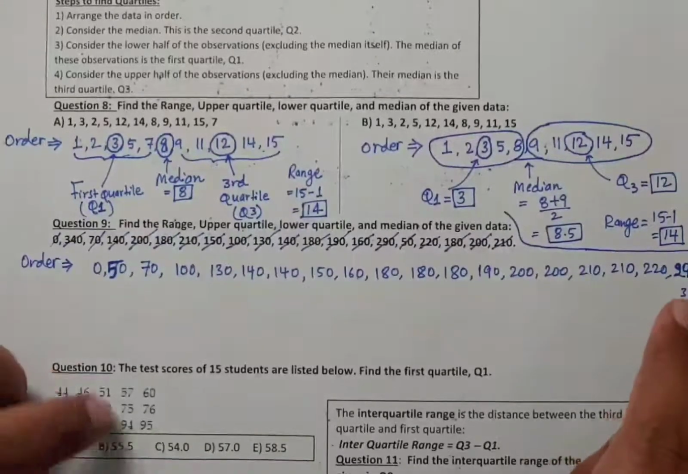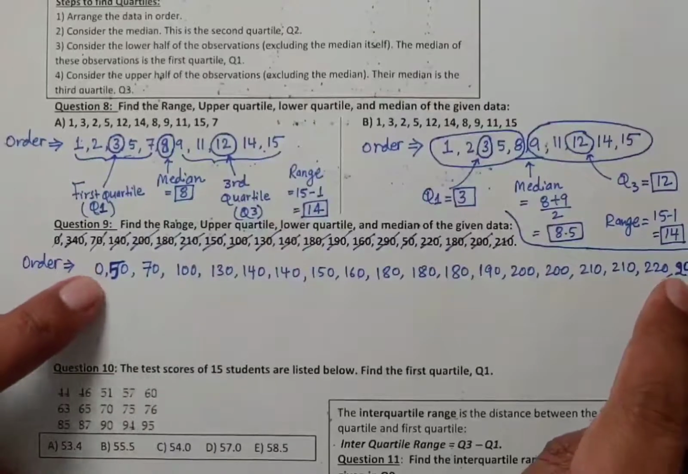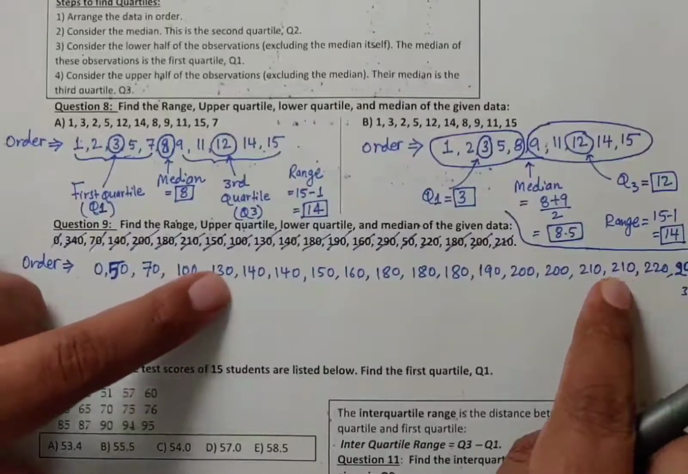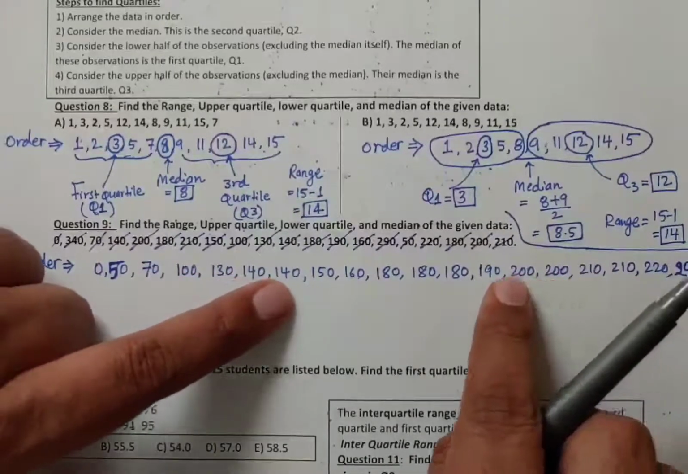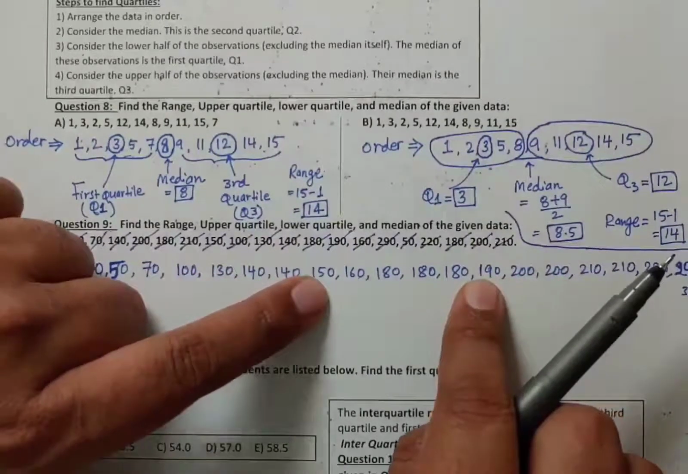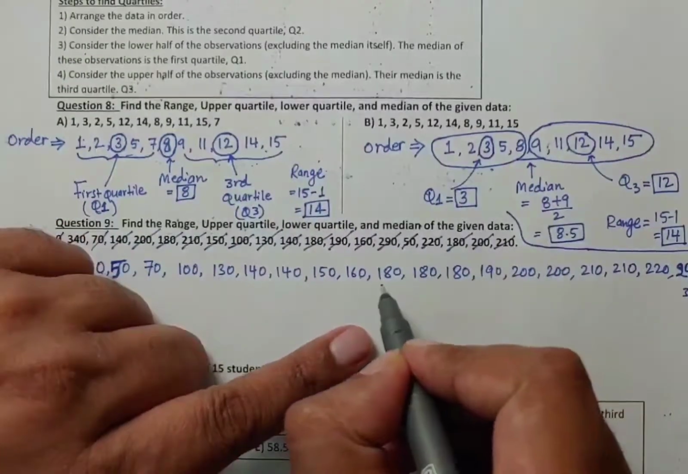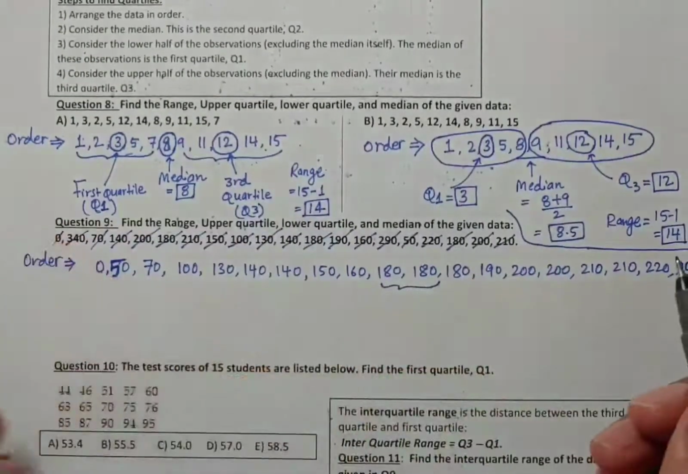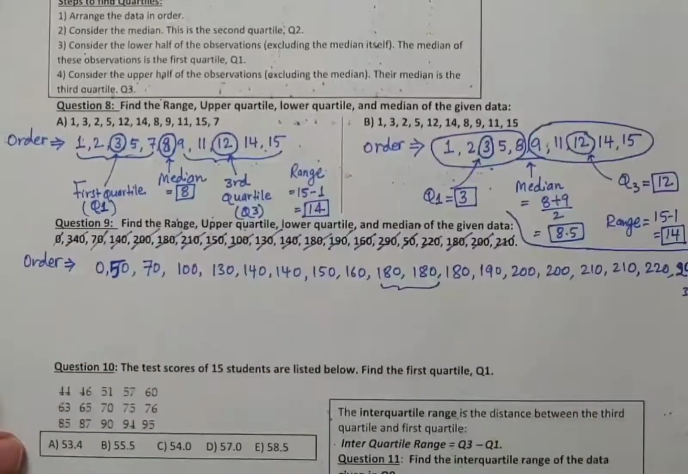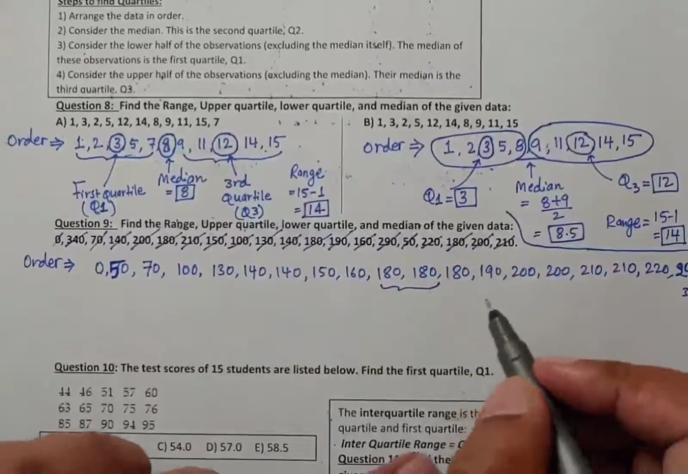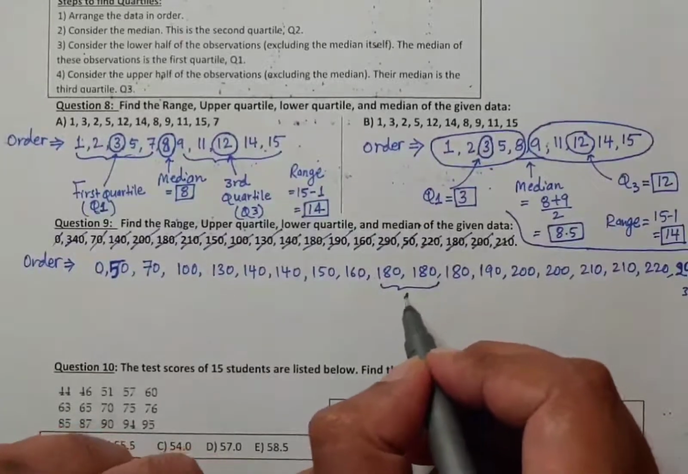So you can choose them from the ordered list: 0, 70, 100, 130, 140, 140, 150, 160, 180, 180. So you get these two numbers in the middle. That is exactly what I was saying. See, now you got two numbers in the middle, right? So the median is from here.